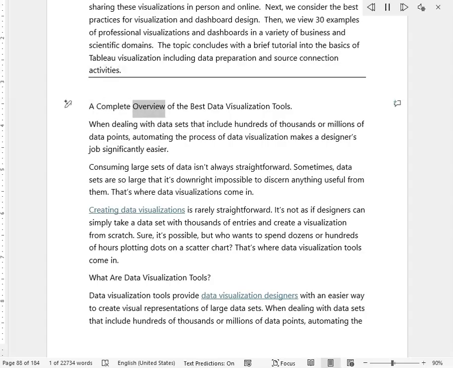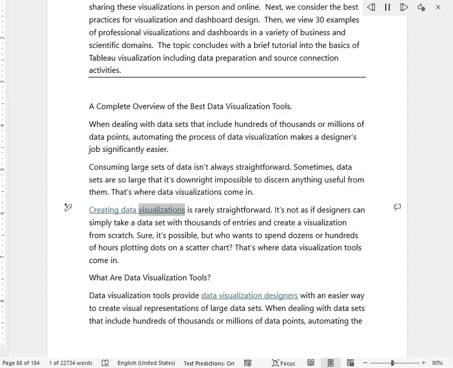A complete overview of the best data visualization tools. When dealing with data sets that include hundreds of thousands or millions of data points, automating the process of data visualization makes a designer's job significantly easier. Consuming large sets of data isn't always straightforward. Sometimes, data sets are so large that it's downright impossible to discern anything useful from them. That's where data visualizations come in.